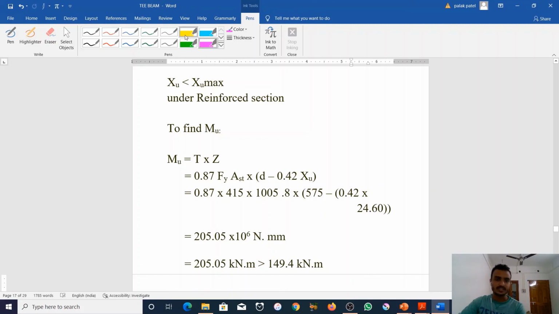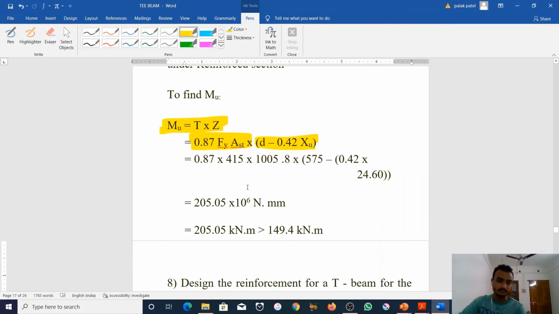For an under reinforced section we have the equation Mu equals T into z. T is the tension, 0.87 Fy Ast, and z is d minus 0.42 Xu. These are the equations for the singly reinforced beam. Okay, 0.87 Fy 415, capital Ast 1005.3, d is 575 minus 0.42 into Xu 24.60. So our Mu is 205.05 into 10 raised to 6 Newton into mm.